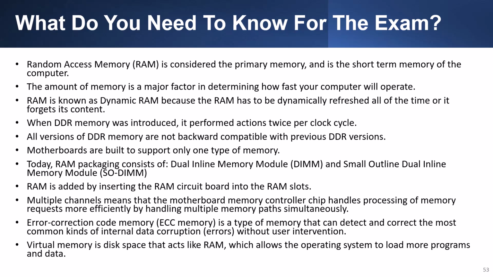Today, RAM packaging consists of dual inline memory modules, or DIMM, and small outline dual inline memory modules, or SODIMMs. RAM is added by inserting the RAM circuit board into the RAM slots. Multiple channels means that the motherboard memory controller chip handles processing of memory requests more efficiently by handling multiple memory paths simultaneously. Error correcting code, or ECC memory, is a type of memory that can detect and correct the most common kinds of internal data corruption or errors without user intervention. Virtual memory is disk space that acts like RAM, which allows the operating system to load more programs and data.